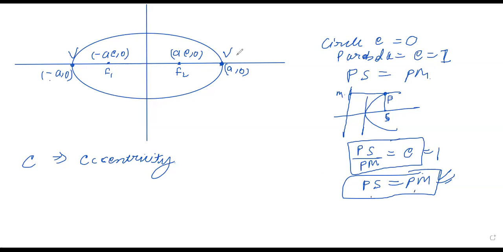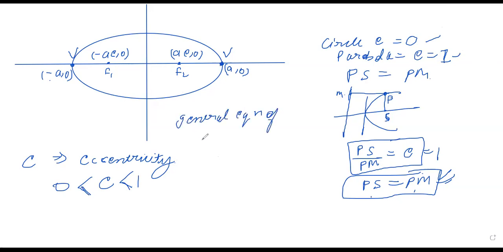And the eccentricity of ellipse lies between 0 and 1. In case of circle, eccentricity was 0. In case of parabola, eccentricity was 1. And in case of ellipse, eccentricity lies between 0 and 1.